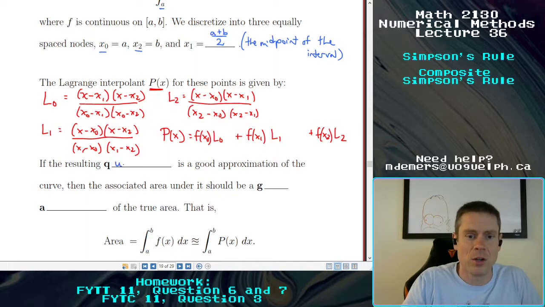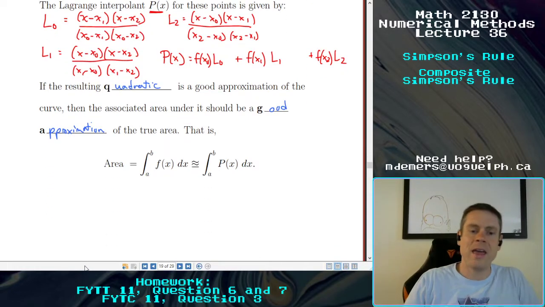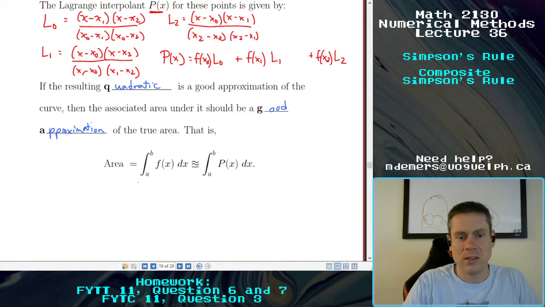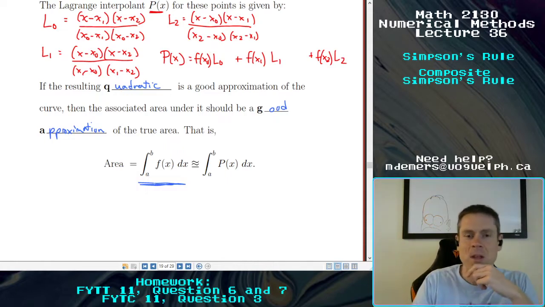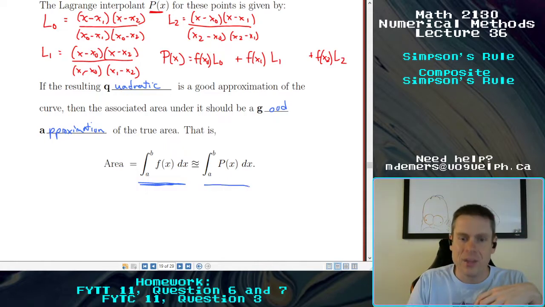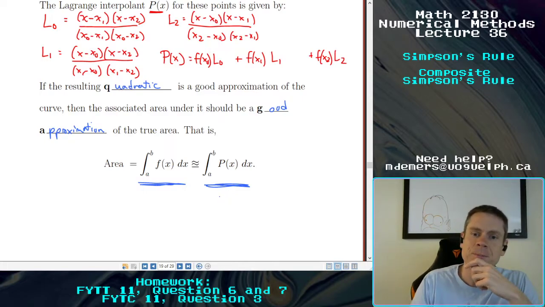If the resulting quadratic is a good approximation of the curve, the associated area under it should be a good approximation of the true area. And that's really what it comes down to. That is, the area given by the true definite integral from a to b of f of x dx is well approximated by the area under our Lagrange interpolant, the p of x that we just constructed. So that's kind of how this is going to be constructed.